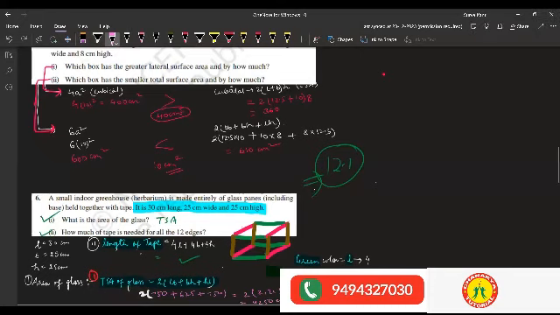And this first one is very easy. That is 4L, 4B and all. Okay, move to the next question.